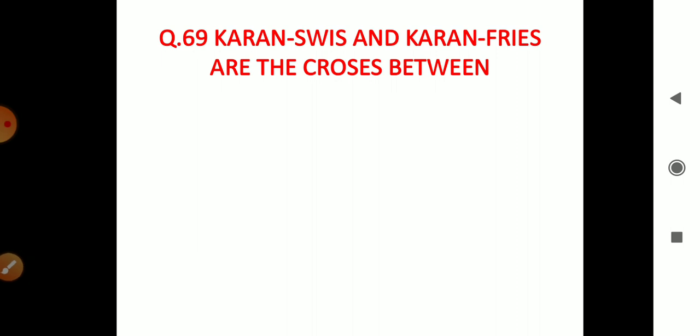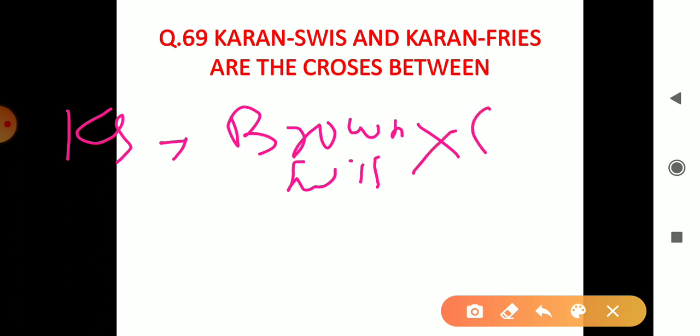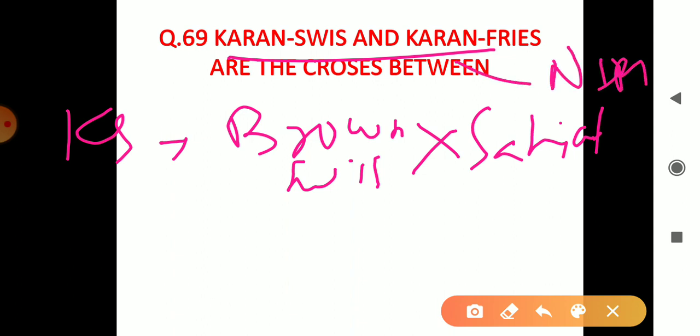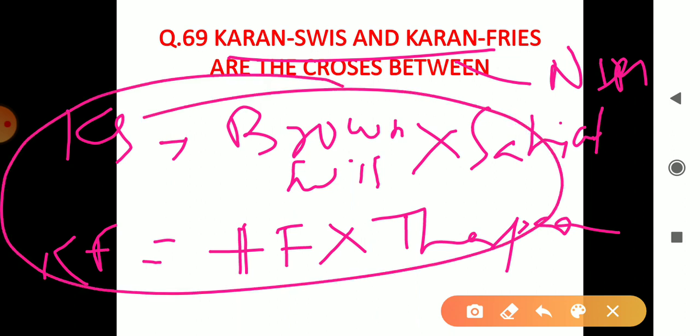Dear students, please do remember the KARAN-SWISS and the KARAN-FRIES are crosses. KARAN-SWISS is Brown Swiss crossed with Sahiwal, and remember, students, both were developed at NDRI, Karnal. KARAN-FRIES is Holstein Friesian crossed with Tharparkar. Dear students, please do remember these two important crosses.